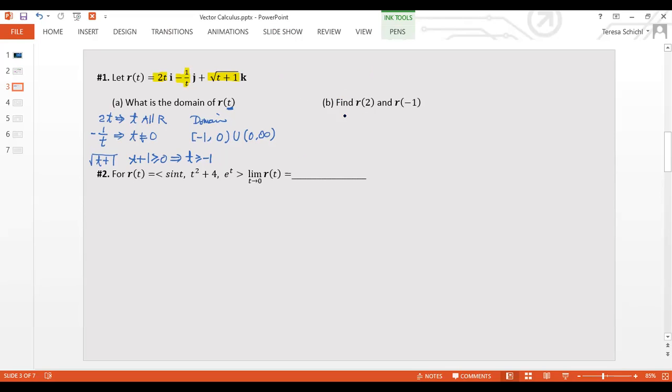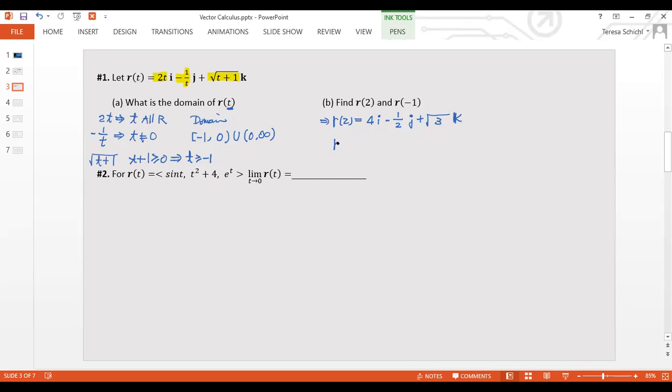Now we say, find r(2). That means my t value is 2. You will have 4i minus, you plug the 2 in, so it's 1 over 2 j, plus the square root of 2 plus 1, which is 3, k. So it's 4i minus 1/2 j plus square root of 3 k. This is a vector in space.